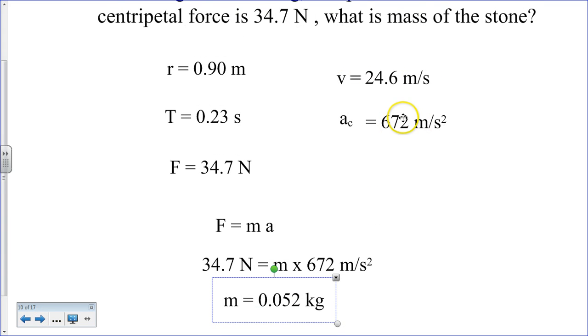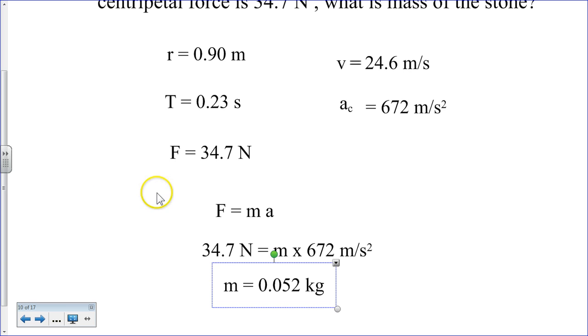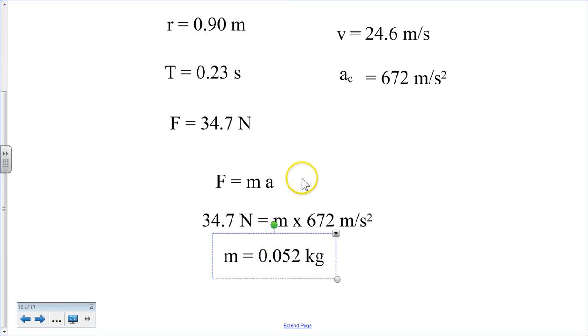Anyway, so we got the velocity, we got the acceleration. Remember, force is equal to mass times acceleration. Well, I gave you the force, and we calculated the acceleration. We can then derive the mass, basically taking the force divided by the acceleration, and we get a stone that weighs about 50 grams, about 0.052 kilograms.